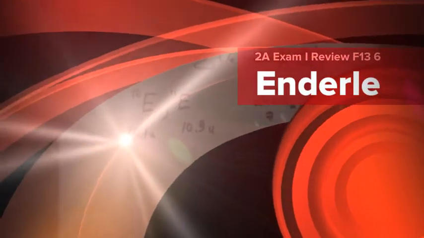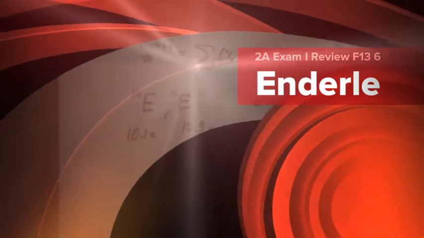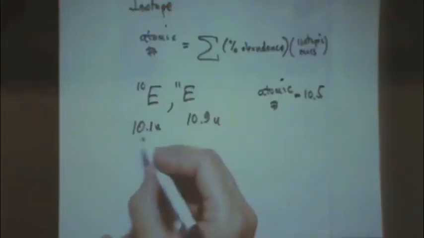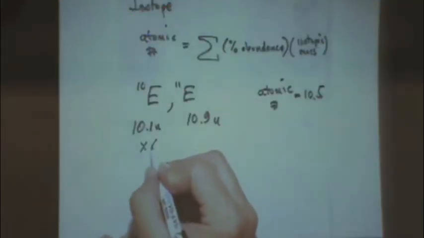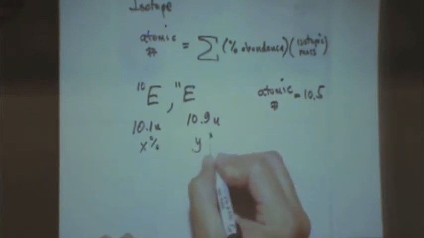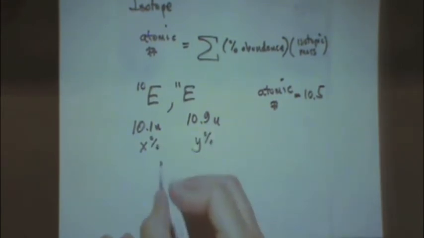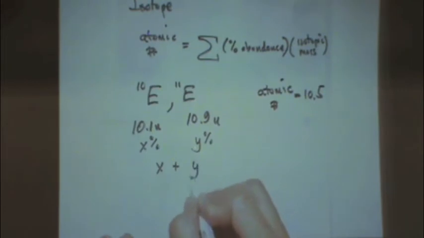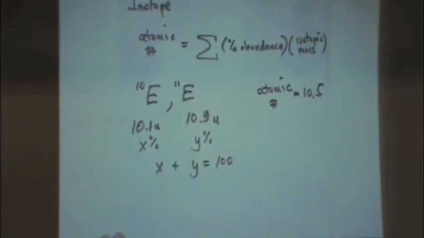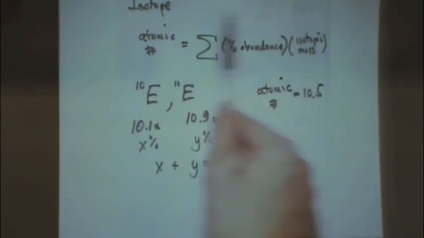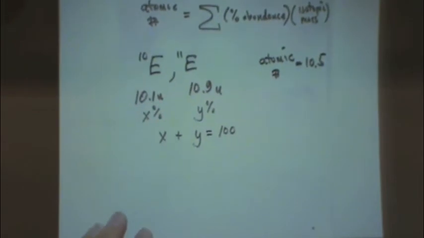I want to know the percent abundances. In this case, let's say this is X percent and this is Y percent. For example, X plus Y must equal what number? 100. Because the sum of the percent abundances must always equal 100. So you're really going to have two equations. This is one equation here on the bottom, and then you'll have the equation up here at the top. So how would you set this up mathematically?